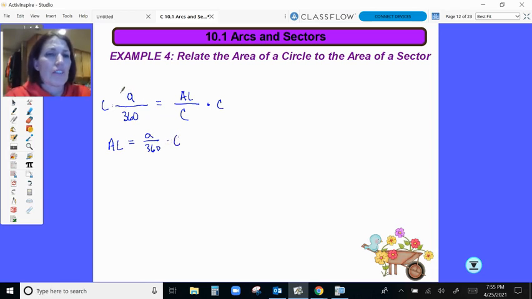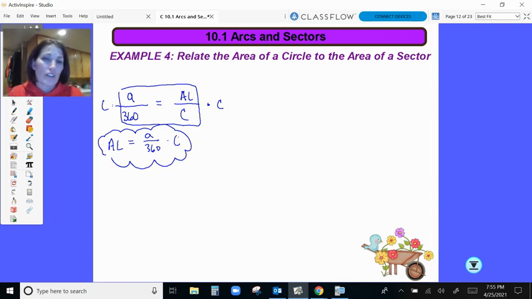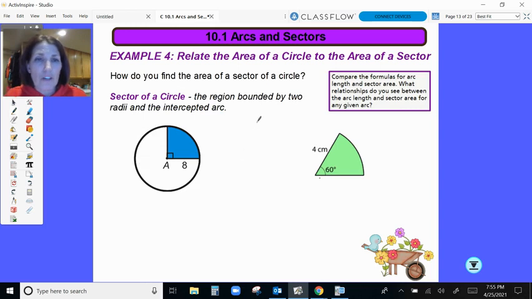This one right here is the proportions method. This is more of a formula method, if you didn't want to set up the proportions and then cross multiply. You can just say our arc length is that fraction, my arc measure over 360, multiplied by my circumference. I'm showing that to you today because now we're going to talk about the area of a sector of a circle, and it gets a little easier when you use the formula.